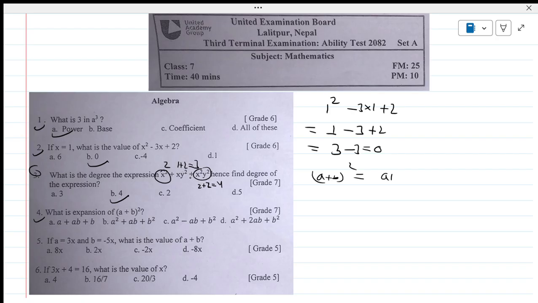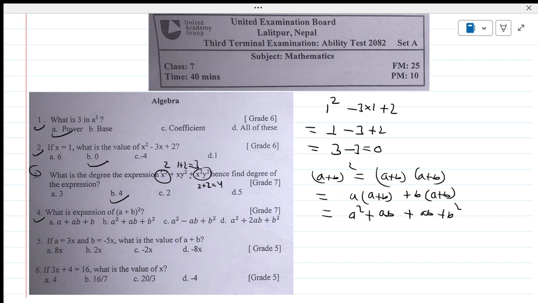a plus b whole square is the product of a plus b with a plus b. We open it as a into a plus b, into a plus b. Then we get a square plus ab plus ab plus b square. So ab and ab added, 2ab, we get a square plus 2ab plus b square. So the correct option is D.